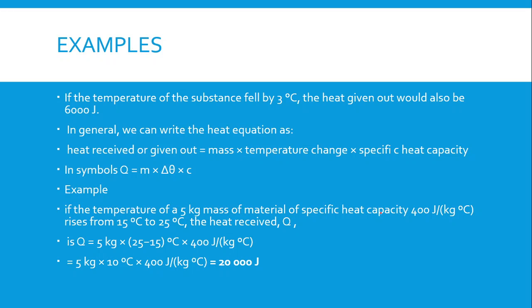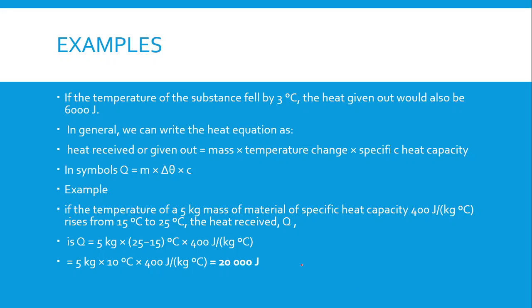And these are some examples: if the temperature of a substance fell by 3 degrees, then the heat given out would also be 6,000 joules. If we require a large amount of heat for an object to heat up, then obviously the amount that will be given out when that object cools down will also be a large amount. So in general, we can write the heat equation as: heat received or given out is equal to mass multiplied by the temperature change multiplied by the specific heat capacity.